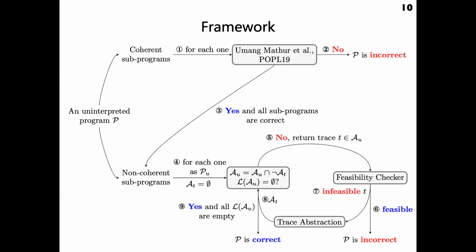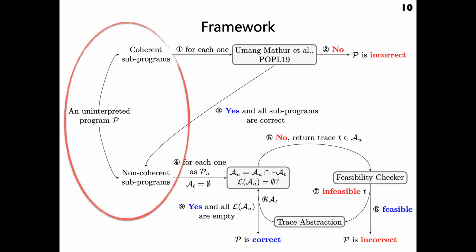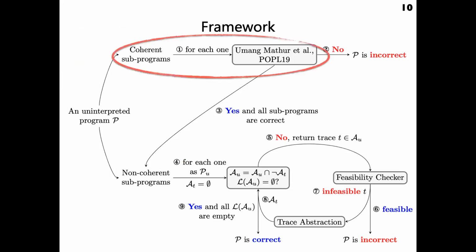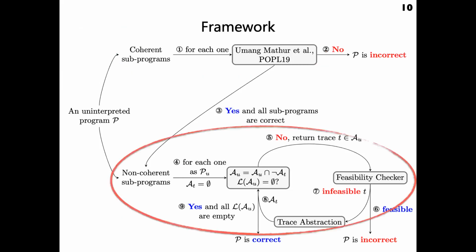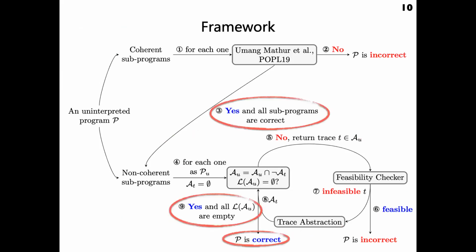Now, let's reorganize the whole process and introduce our verification framework. Initially, the general uninterpreted program is split into coherent parts and non-coherent parts. For each one in the coherent part, we use the decidable verification to solve it. While for each one in non-coherent form, we use the congruence-based trace refinement method to solve it. As for the verification result, only if all sub-programs are verified to be correct is the original program correct.